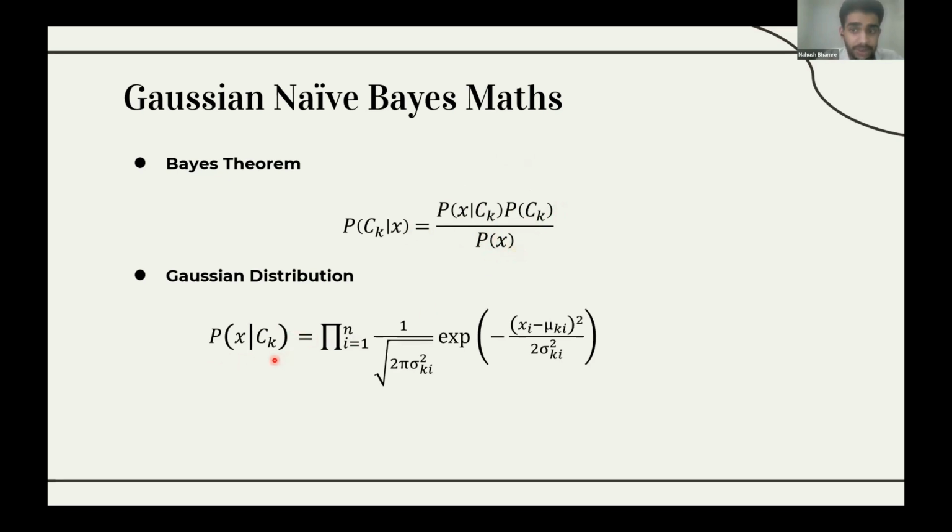Under the naive Bayes assumption, we treat each feature as independent, so the likelihood becomes a product of the individual feature probabilities. And since this is Gaussian naive Bayes, we assume each of these features follows a normal distribution. That means we use the Gaussian probability density function to compute how likely each feature value is given the class. In practice, we calculate this likelihood for all classes, multiply it by the prior of that class, and choose the one with the highest posterior probability as the final predicted class.